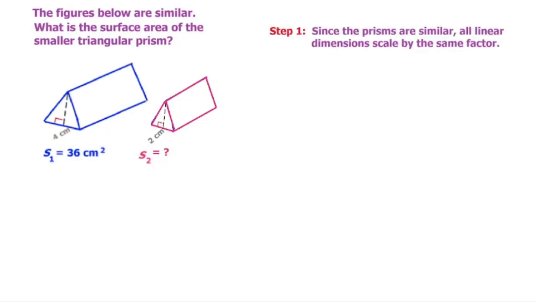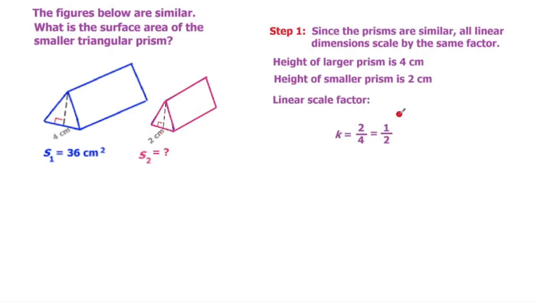So let's go through this step by step. Since the prisms are similar, all linear dimensions scale by the same factor, okay? So height, the height of the larger prism is 4 centimeters. Okay, we could see that. And then the height of the smaller prism is 2 centimeters. So the linear scale factor, K, is 2 over 4. Okay, we just put 2 over 4, which equals 1/2.